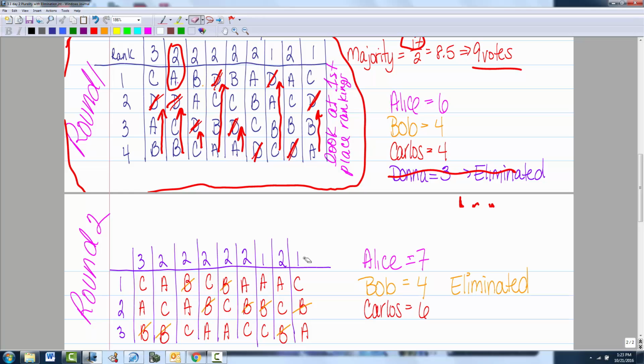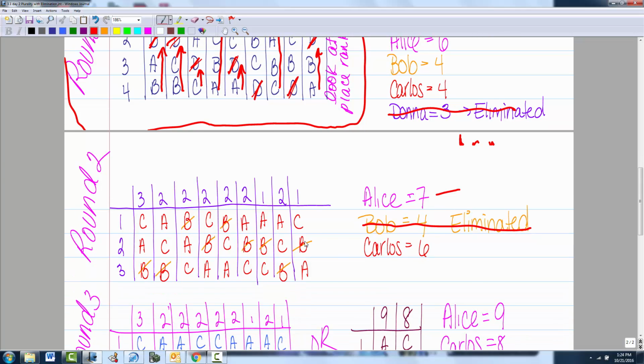And then you retally. So again, Carlos still has 3, 4, 5, 6. 6 first place votes now, according to this reorganized situation. 2, 4, 6, 7 for Alice. Alice has the most. Is that a majority, though? No, what's the majority number? 9. So we eliminate again. Bob's a goner.